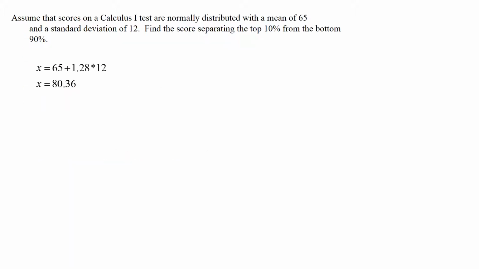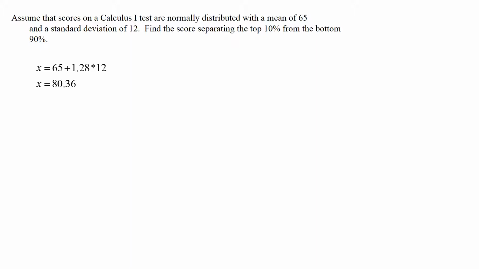Question 3. Assume that scores on a Calc 1 test are normally distributed with a mean of 65 and a standard deviation of 12. Find the score separating the top 10% from the bottom 90%. I need to look up the area closest to 0.90.